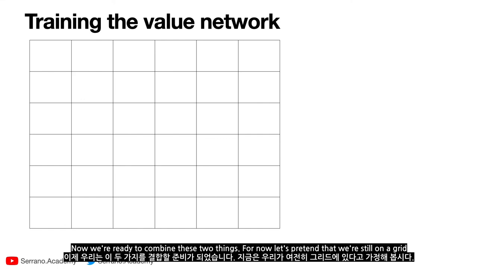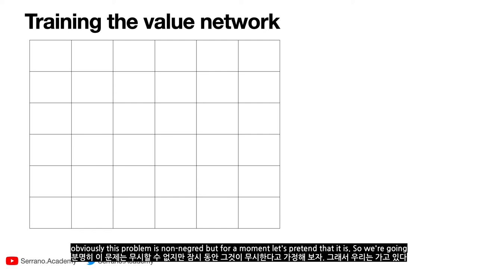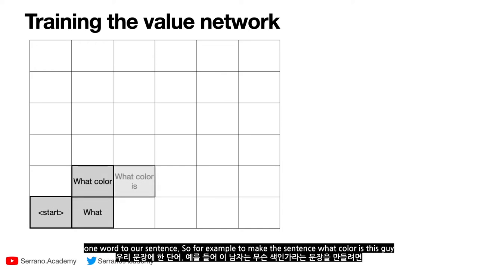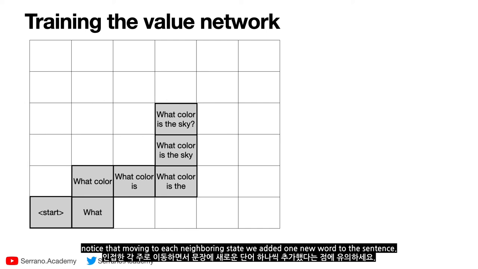Now we're ready to combine these two things. For now, let's pretend that we're still on a grid. Obviously, this problem is not on a grid, but for a moment, let's pretend that it is. So we're going to start building sentences on this grid. So let's say we're going to start here, and every box adds one word to our sentence. So for example, to make the sentence, what color is the sky? Notice that moving to each neighboring state, we added one new word to the sentence.